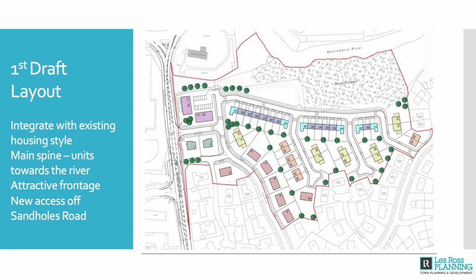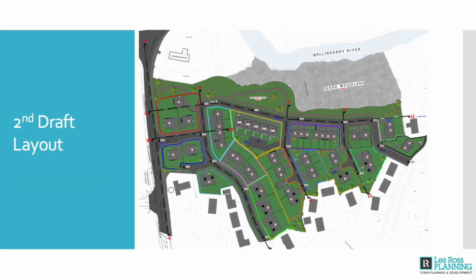So you have this main spine with the units towards the river, you have the attractive frontage of that access, and you have attractive frontage along Sandholes Road, and you're trying to integrate the whole development with the existing housing style in terms of detached and semi-detached houses close to where there are existing detached and semi-detached houses. So moving on, our second draft then, very much the same, but as I said, see the area that's outlined red up beside the old church, you can see that's now 3 detached dwellings.